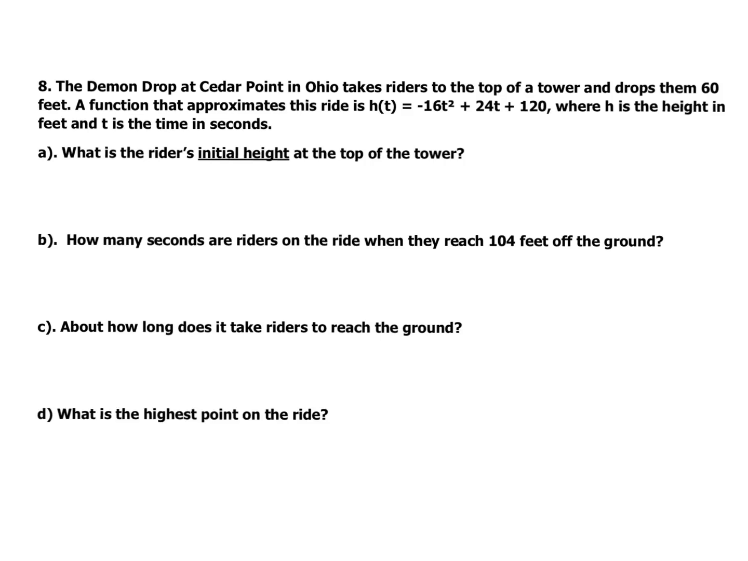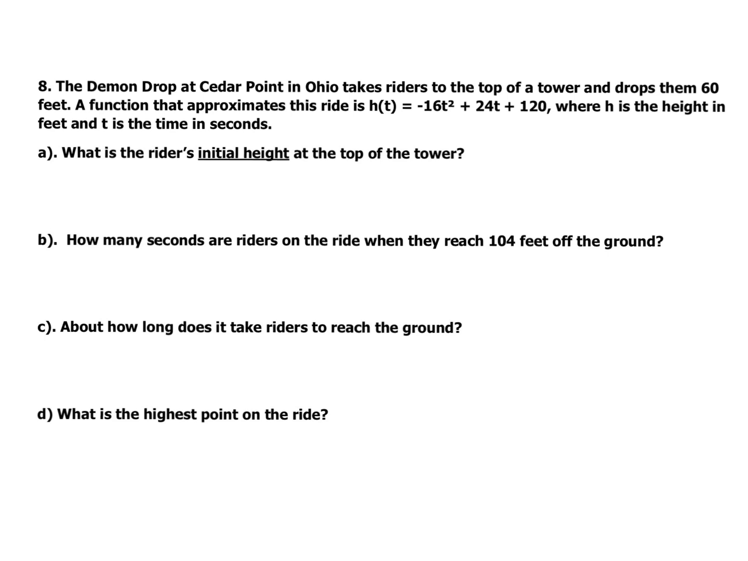Okay, let's go ahead and look at question number 8. It said the Demon Drop at Cedar Point in Ohio takes riders to the top of the tower and drops them 60 feet. A function that approximates this ride is h of t equals negative 16t squared plus 24t plus 120, where h is the height in feet and t is the time in seconds.